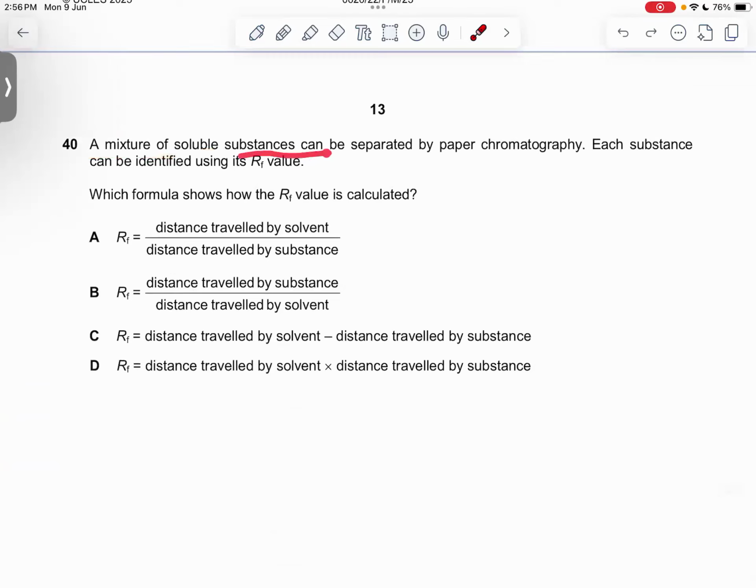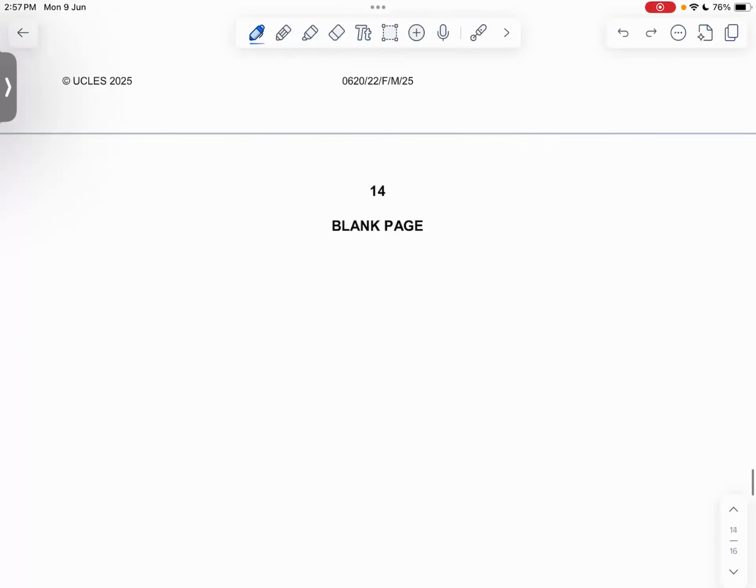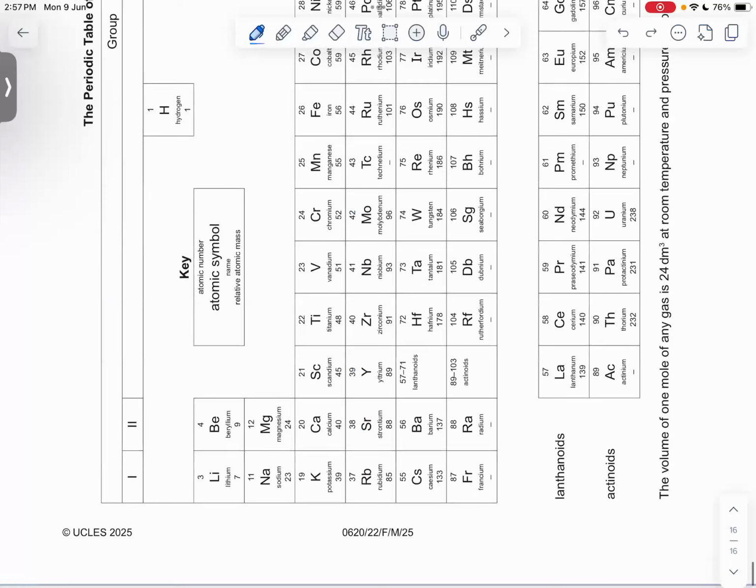Next question. A mixture of soluble substances can be separated by paper chromatography. Each substance can be identified using the Rf value. Which formula shows how the Rf value is calculated? C and D are obviously wrong just by looking, because it is always division, so subtracting and multiplying are wrong. Look at A: distance traveled by solvent divided by distance traveled by substance is wrong. It is the other way around: distance traveled by substance divided by distance traveled by solvent. The solvent goes at the bottom and the substance in the numerator. B should be the correct answer. And with that, this past paper has been completed. I hope you guys have no questions.